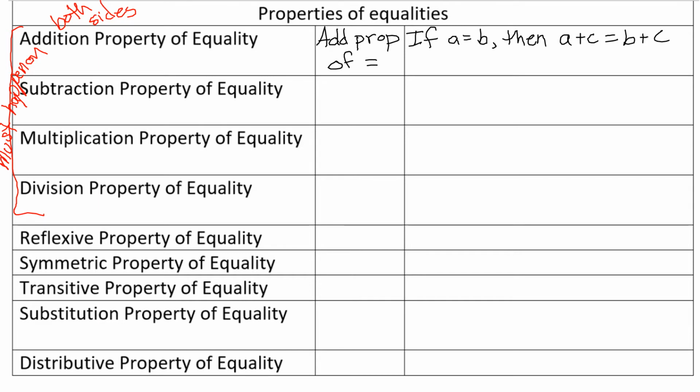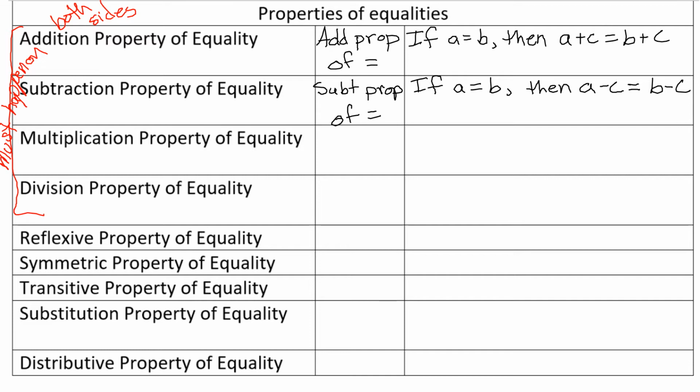Then we have the subtraction property of equality. So SUBT, make sure you have that T, otherwise you're not going to get that credit. Property of equality. So if A equals B again, then A minus C equals B minus C.